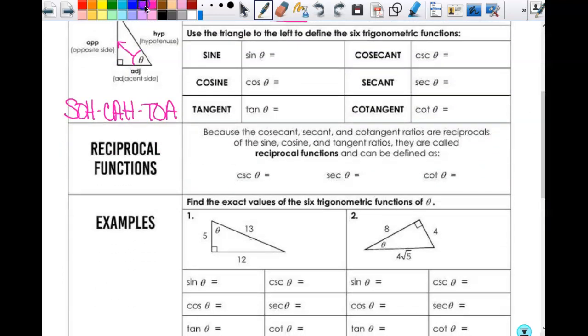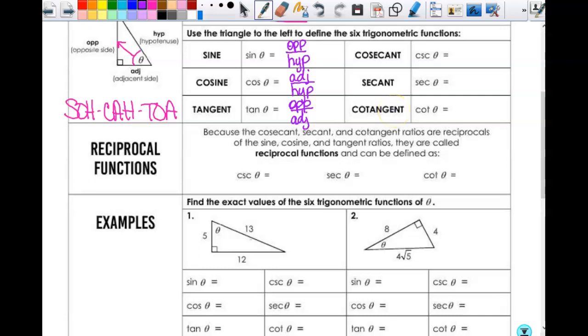We've got for sine, we know from our SOHCAHTOA here that sine is opposite over hypotenuse. Cosine is adjacent over hypotenuse. And tangent is opposite over adjacent. That is all old news. Yes? All right. So then cosecant, secant, and cotangent are the three new ones.